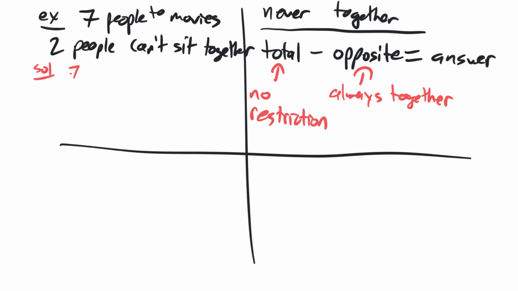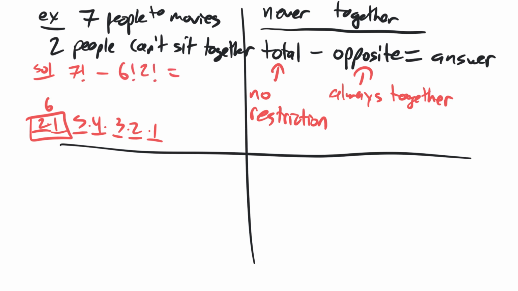All right, so we have 7 factorial, which is the normal 7 people sitting in a row. That's going to be the total option. Then if we have the people can't sit together, we can think of it as the way they must sit together. This is sort of like you have 2 people who are a couple and they're on a date. They want to sit together. So you get 2, 1, 6, 5, 4, 3, 2, 1. So that's going to be 6 factorial times 2 factorial. And then when we subtract that, 7 factorial minus 6 factorial times 2 factorial, we will get a total of 3,600 options.